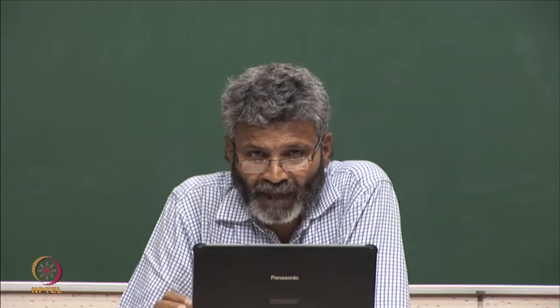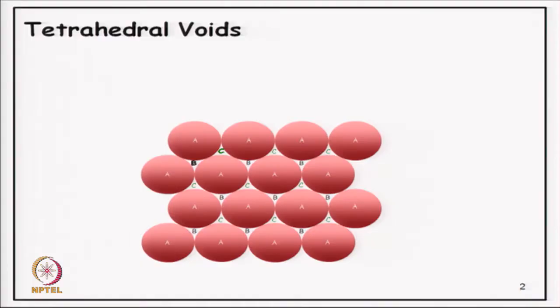Now, in these closed packed layers between the atoms there are spaces available. These spaces can accommodate other elements or other atoms. So, in the structure of alloys or solid solutions, which we will come to soon, these voids are very important. So, let us look at the geometry of these voids. First, let us look at what kind of voids and where they are located. One of the important kinds of voids is the tetrahedral void.